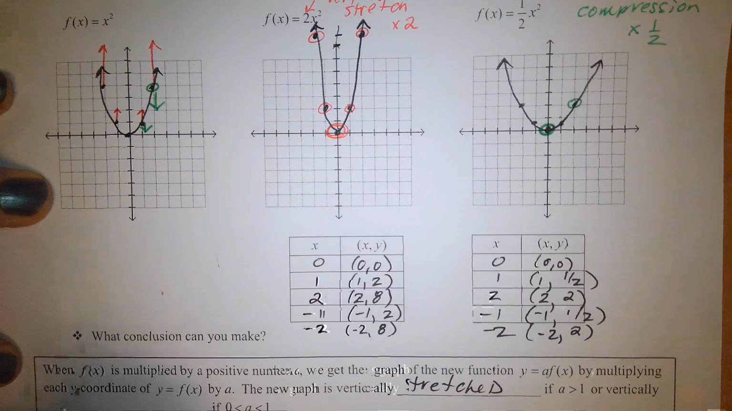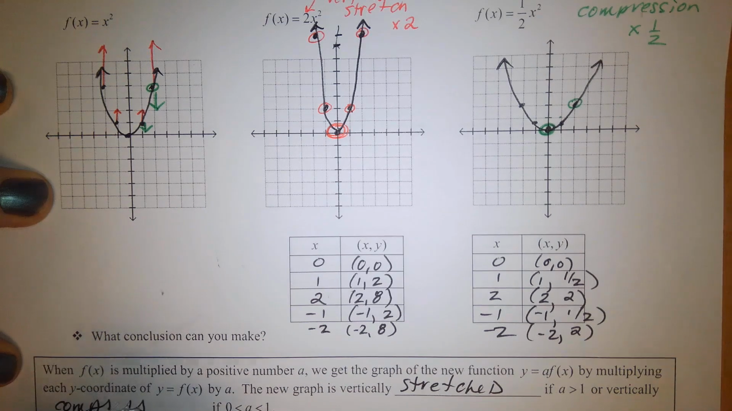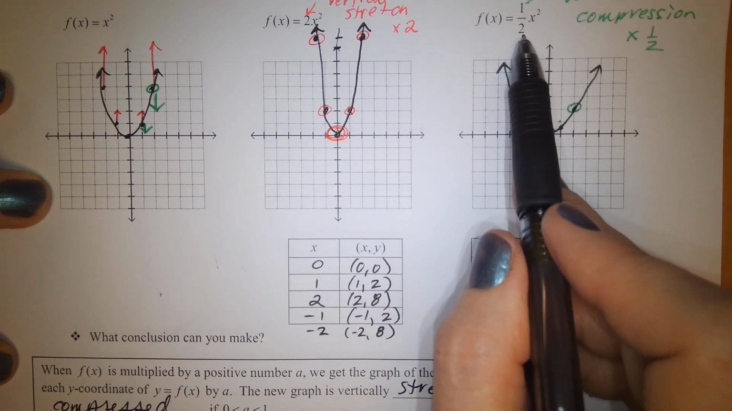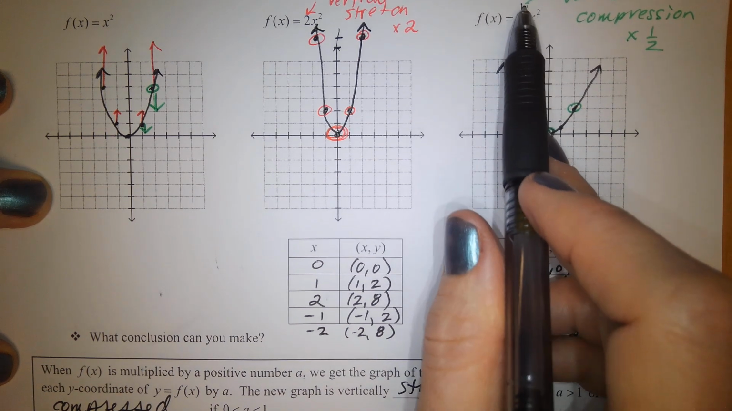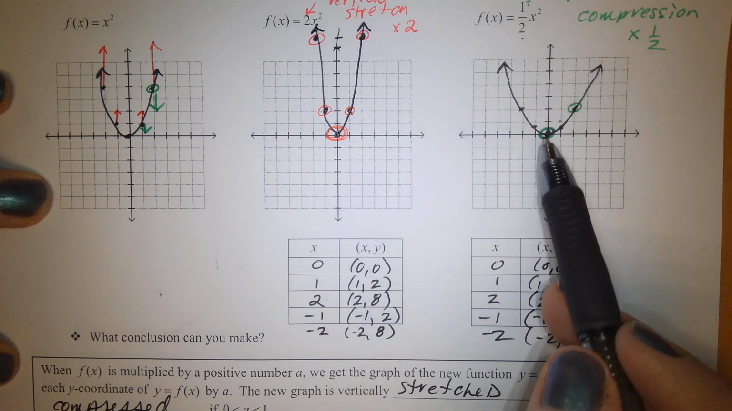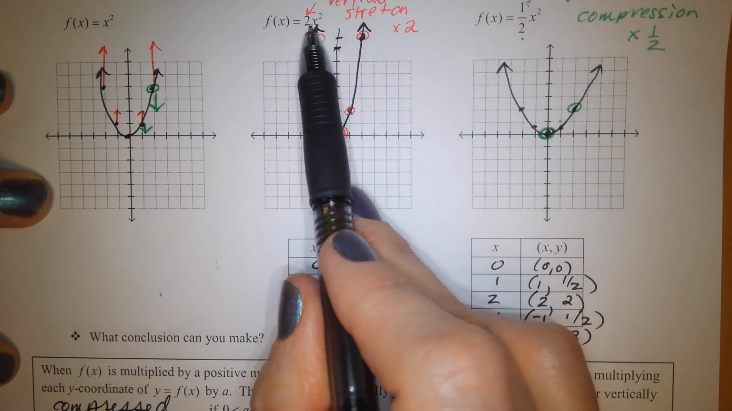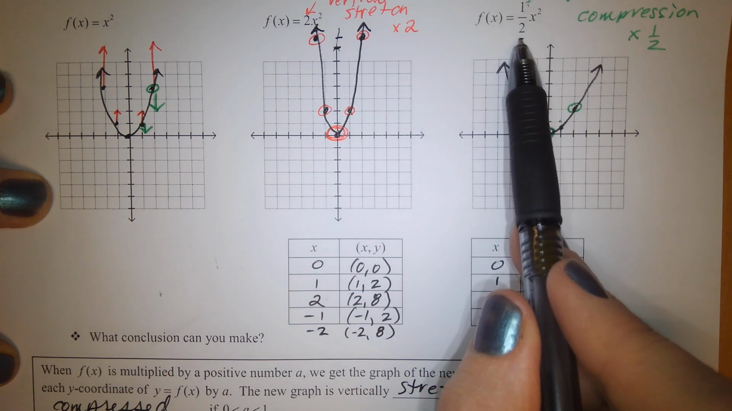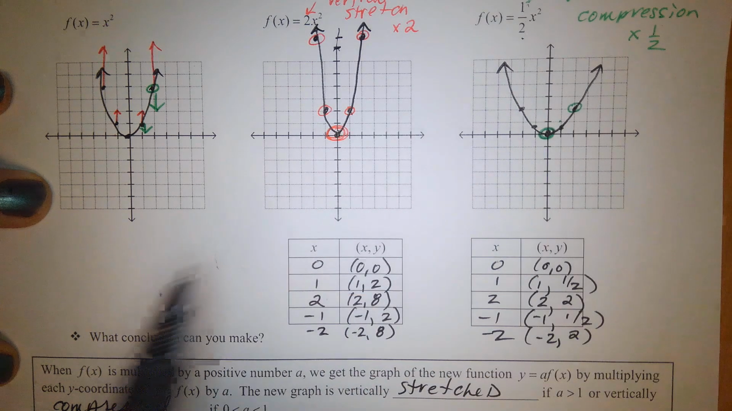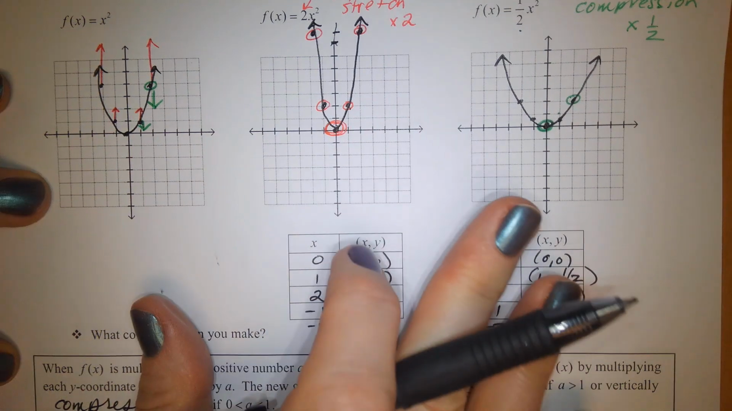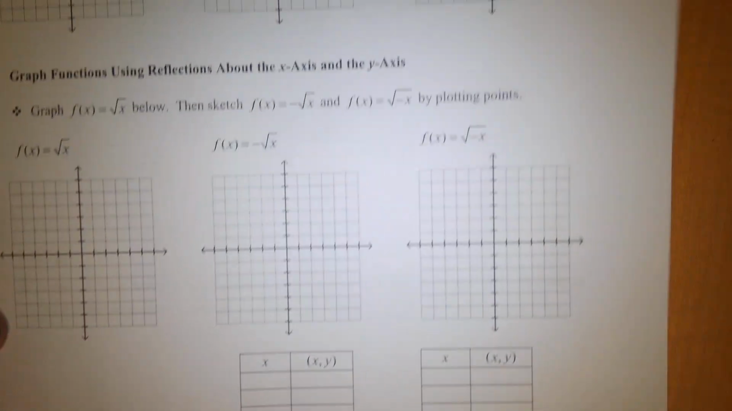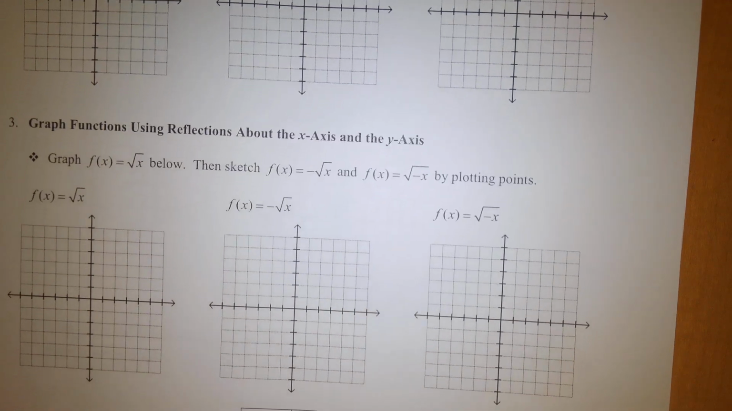But it'll be vertically compressed if the graph of a is between 0 and 1. In other words, if it is a number less than 1, like a fraction, then it will be a compression. So this says the graph will be 2 times its height. This one says the graph will be 1/2 times its original height. So we're going to use this information about vertical shifts to do some more examples on the next page.